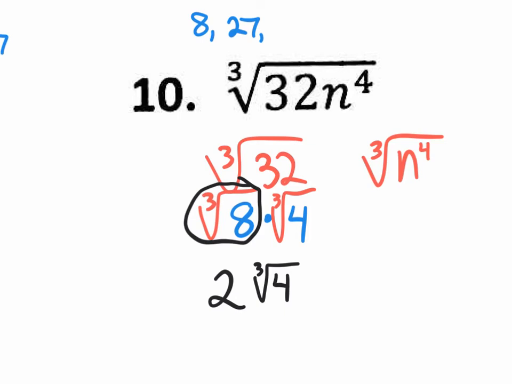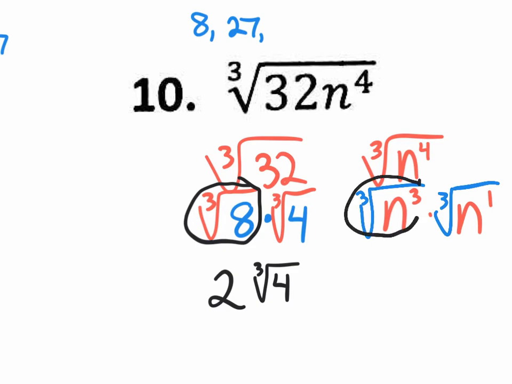You could rewrite n to the 4th as n to the 3rd times n to the 1, because 3 plus 1 is really 4. So we're rewriting it as n to the 3rd times n to the 1. And we're going to split the 3rd root to each of them. And of course, the 3rd root of n to the 3rd, that's like 3 divided by 3, that's just n to the 1, but I'm just going to write n. And the other one, you can't really do anything with it, so simply bring down the 3rd root of n. You don't have to put to the 1.